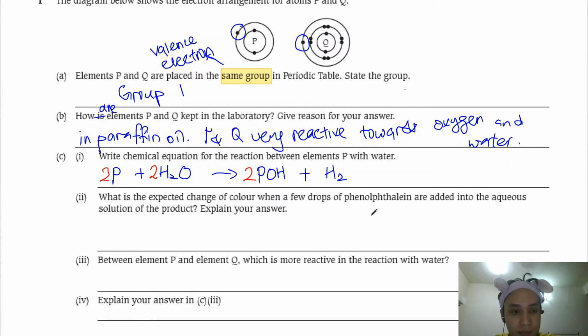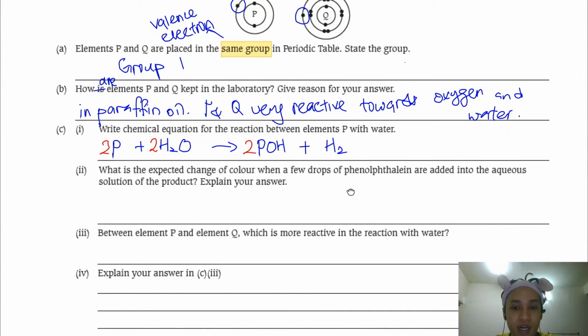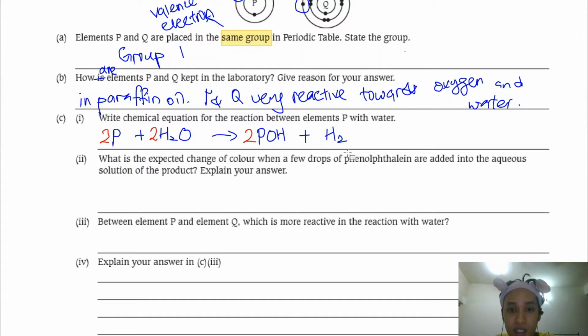Next one. What is the expected change of color when a few drops of phenolphthalein are added? Remember, phenolphthalein is an indicator, so you need to remember the color change. In acid, phenolphthalein is colorless, but in alkali it changes to pink.